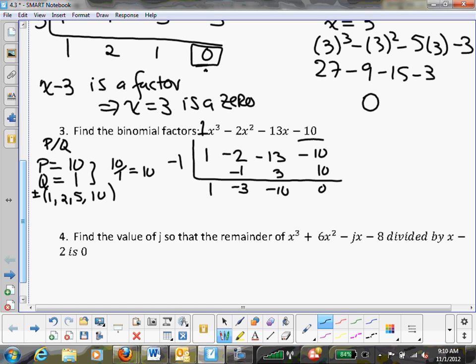Therefore, we started with x cubed, and we're ending up with x squared. What's the correct term for a squared polynomial? Okay, what's the correct term for a parabola? It's a quadratic. Quadratic is the highest degree of 2. You know this, okay? Therefore, I'm left with x squared minus 3x minus 10.